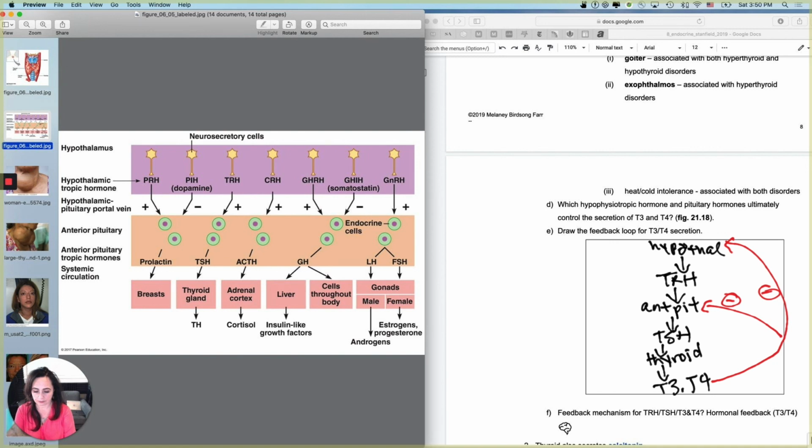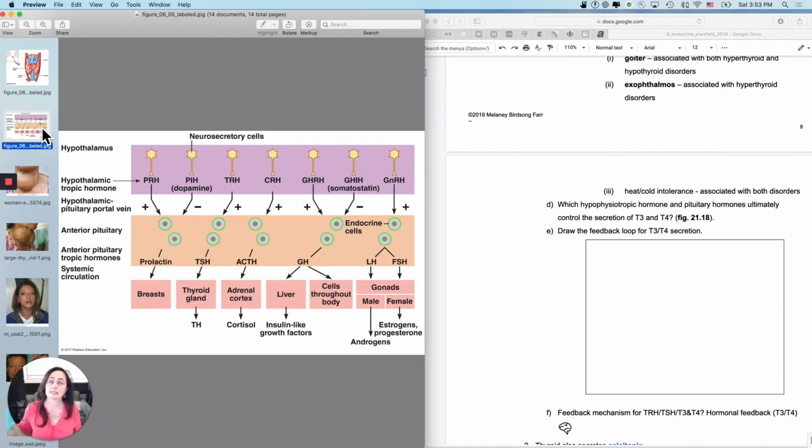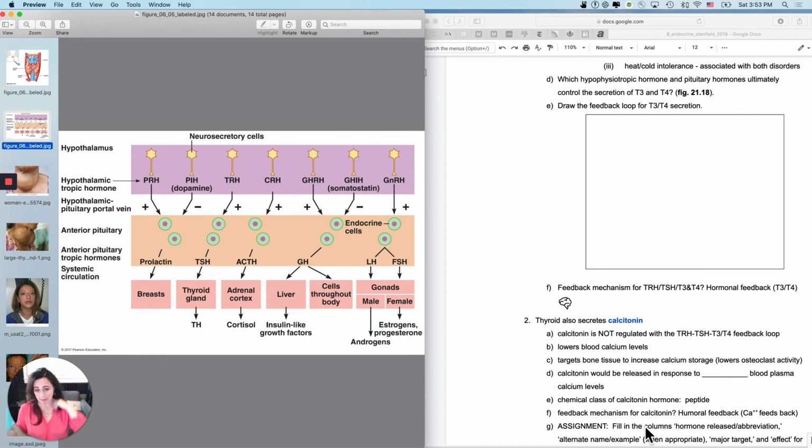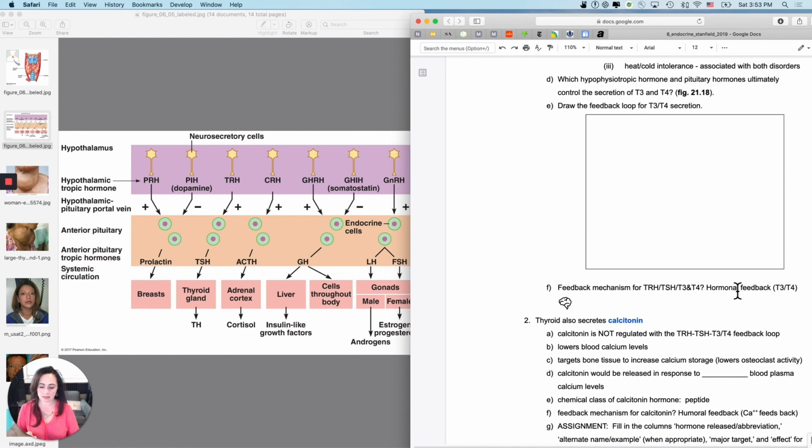Now, T3 and T4 are super duper important, and it's really easy to write test questions about them. So make sure that you know them super well. So the feedback loop for T3 and T4, and then I ask you a question right here. What is the feedback mechanism for TRH, TSH, T3, and T4? That is a great example of what we would call hormonal feedback. So this is hormonal feedback. That's the feedback mechanism for TRH, TSH, T3, and T4.